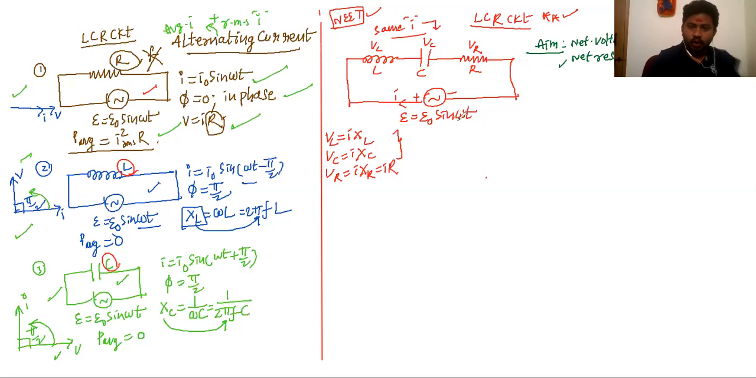Before that, I can directly write the total current passing through this: I is equal to the total voltage of the circuit E divided by the total resistance, the impedance. So this is the final answer we are going to get: I is equal to E by Z.